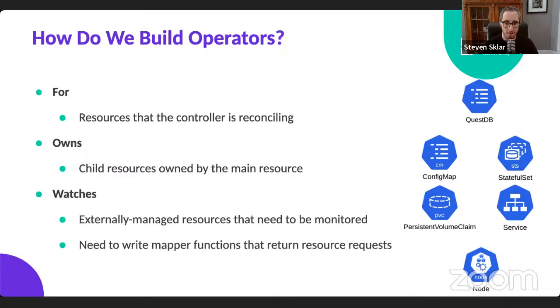And then we have Watches. So Watches are basically used for any external resources that you're not managing, but you would still like to be notified about changes. So in this case, let's say we can watch a node or a secret that we use maybe to generate our config map. We don't necessarily need to control that, but we do need to be able to map that to a particular QuestDB, generally through a label or an annotation, so that whenever there is a change in one of these objects, we know which QuestDB we need to reconcile.